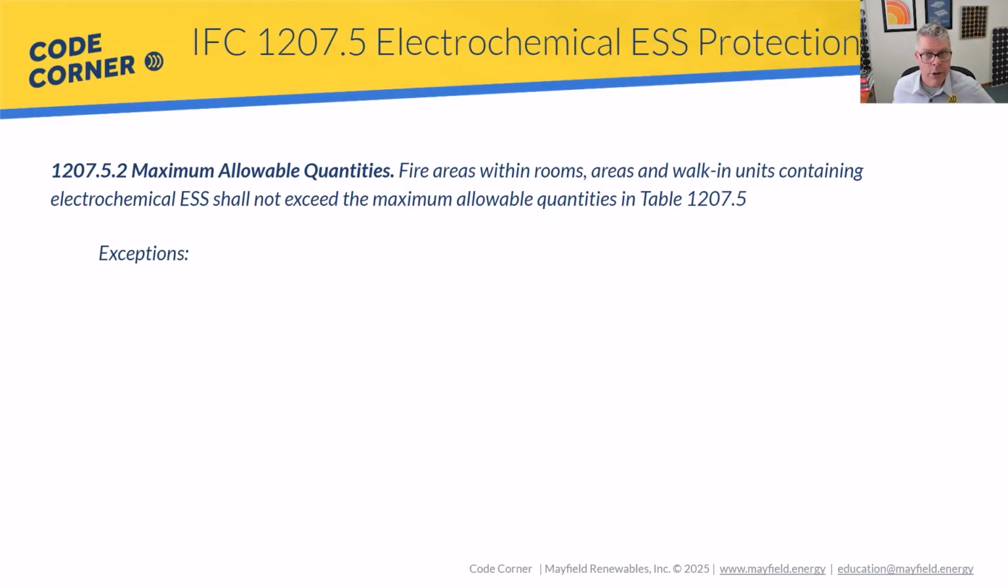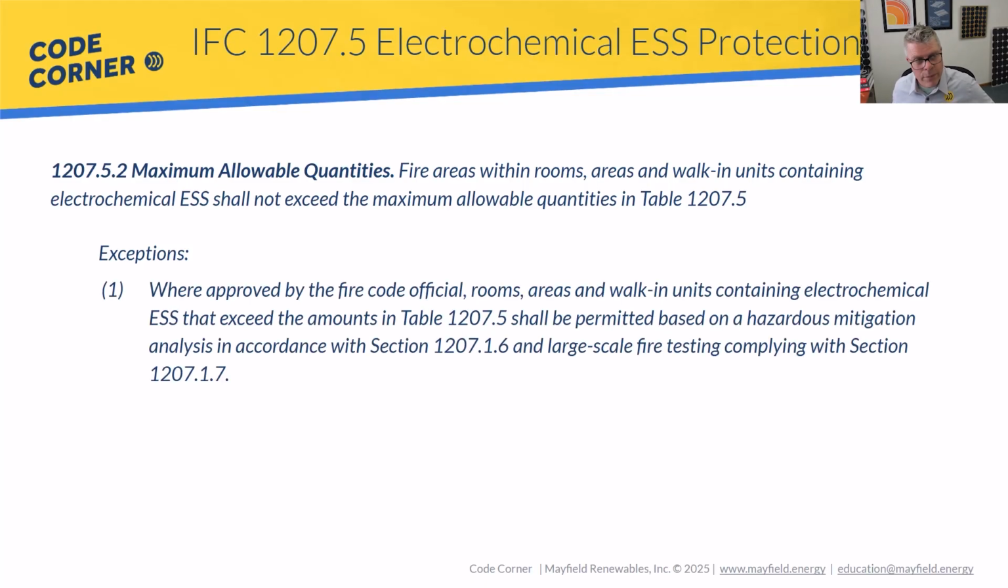Again, there's that charging language saying you can't exceed the table 1207.5 except in these specific situations. And this number one is probably going to be the biggest one for us. Where approved by the fire code official, in these locations that exceed that amount, it shall be permitted based on a hazard mitigation analysis in accordance with 1207.1.6 and large-scale fire testing complying with 1207.1.7. Both topics we're going to be diving into deeper in other videos, so if this is of interest, keep an eye out for those. We will have those available.